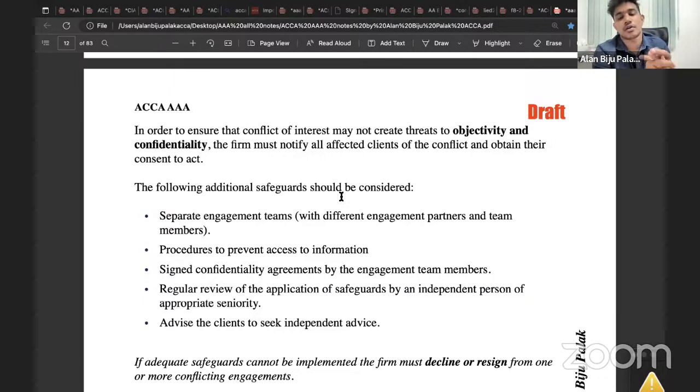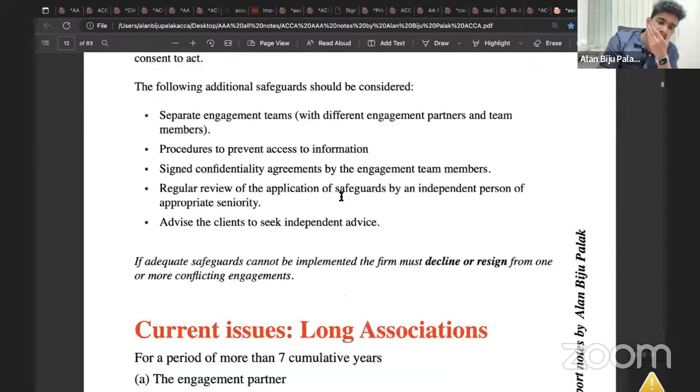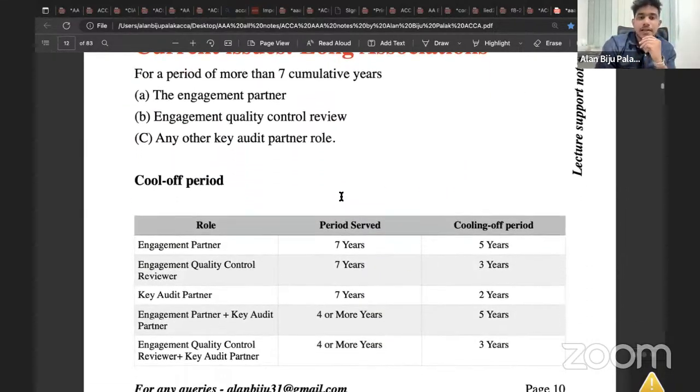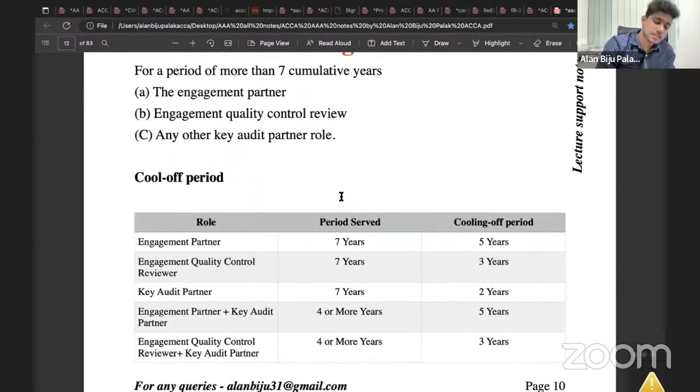And what if we are not able to implement the safeguards? We should decline and resign from the client engagement. Clear? Yes. Perfect. Then we have studied that the maximum period for continuing with a client company's engagement would be 7 years, right? 7 years should be the maximum cumulative period.